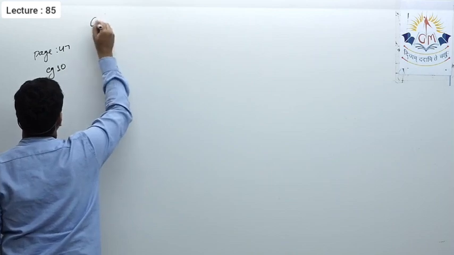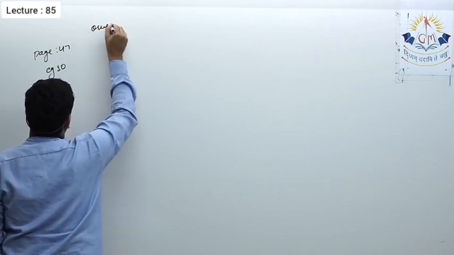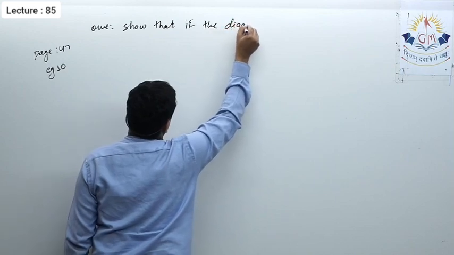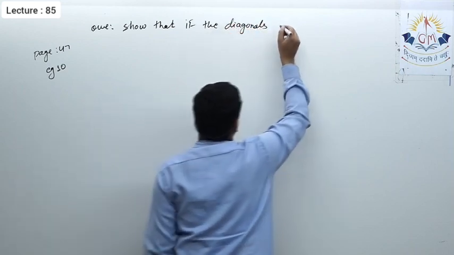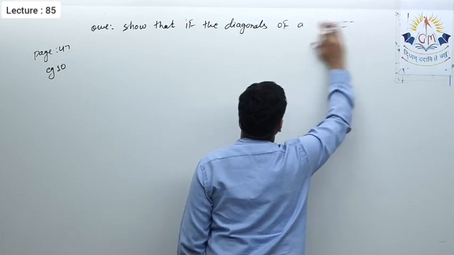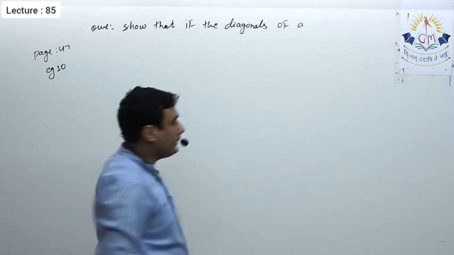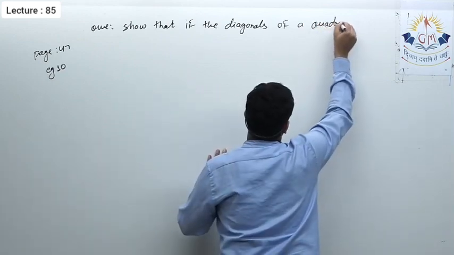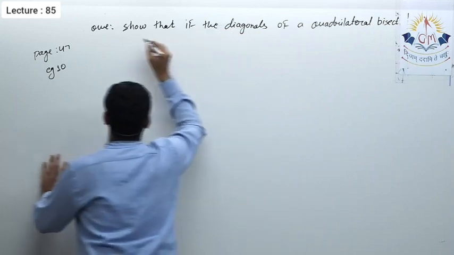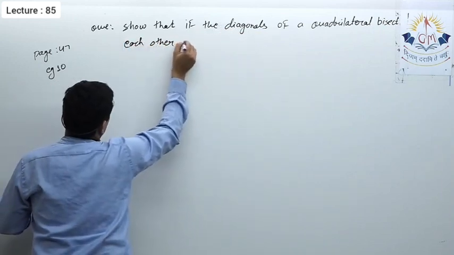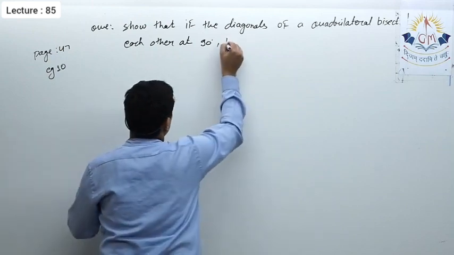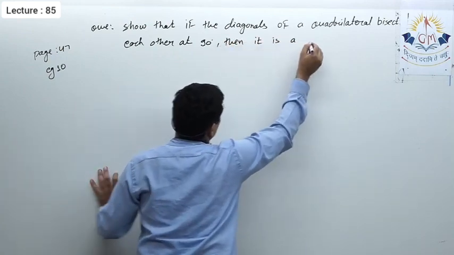Show that if the diagonals of a quadrilateral ABCD bisect each other at right angles, 90 degrees, then it is a rhombus.